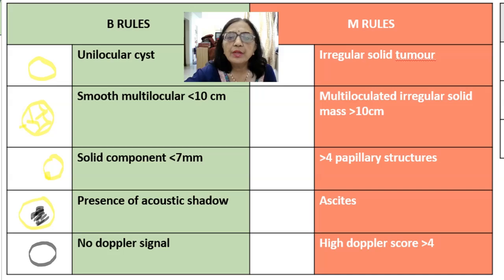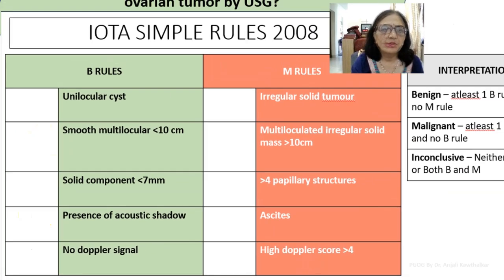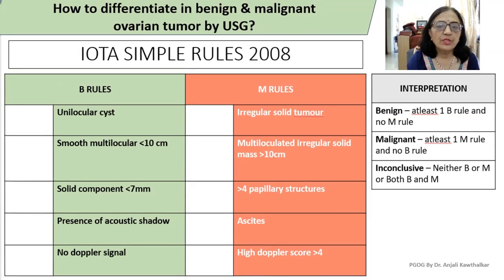First is a presence of an irregular solid tumor, where the surface is irregular, that is an M rule. If it is multiloculated with solid areas in between, and if the size is greater than 10 centimeters, though it is multiloculated with some solid areas, it is suggestive of malignancy.